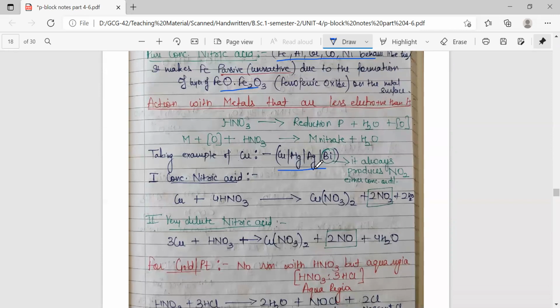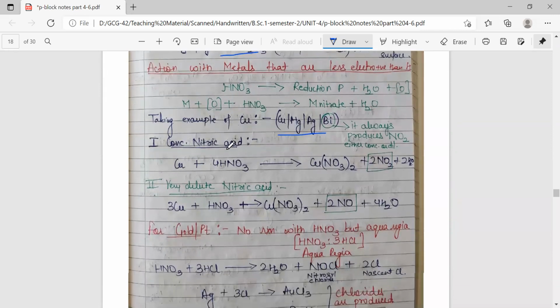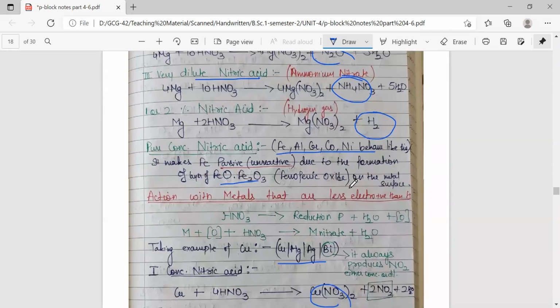Here we are taking the example of these metals. So this is the concentrated nitric acid reaction. We'll get the formation of the corresponding nitrate and nitrogen dioxide. With dilute nitric acid, again copper nitrate and nitrogen monoxide.